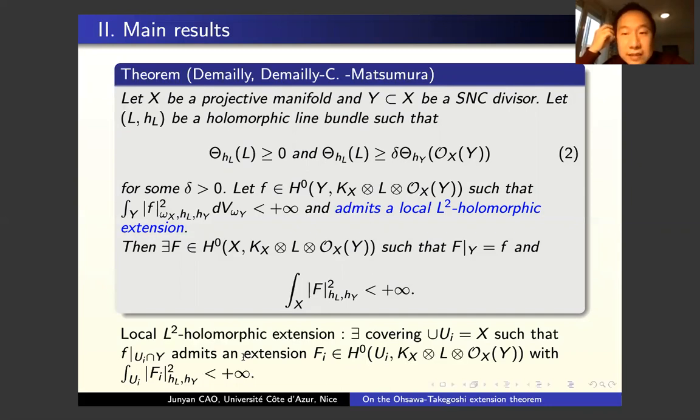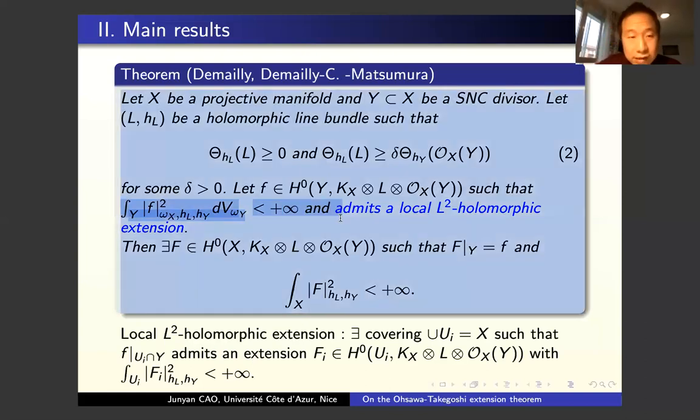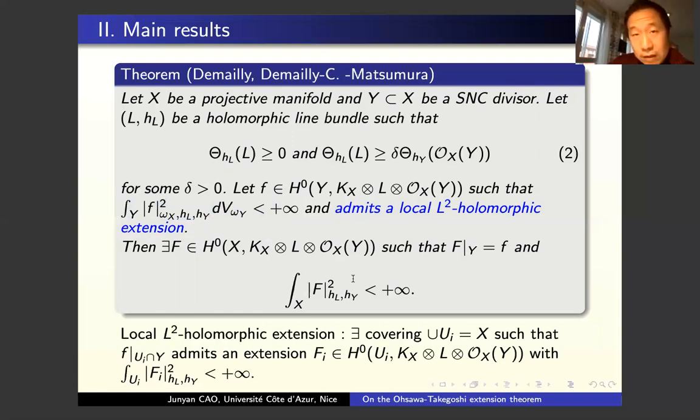Later I will explain that there is an example of Ohsawa who told us that if we just only assume the other condition, then it's possible that we could not find a local L2 extension. So this condition is necessary. But unfortunately, in our work we cannot control the L2 norm effectively. Therefore, to answer the second question, to find an effective estimate, it's in fact very difficult.